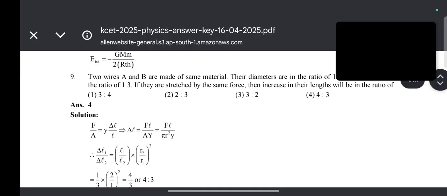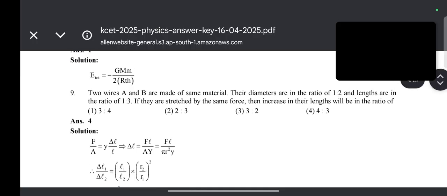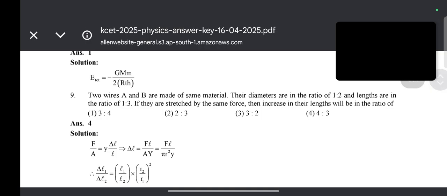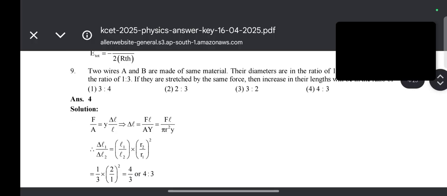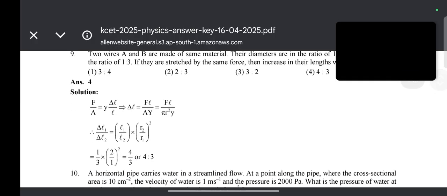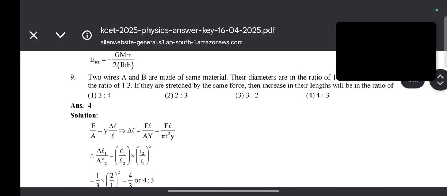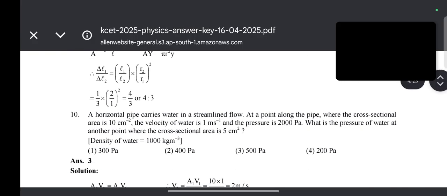Two wires A and B are made of the same material. Their diameters are in the ratio of 1 is to 2 and lengths are in the ratio of 1 is to 3. If they are stretched by the same force, then the increase in length will be in the ratio of 3 is to 4, 2 is to 3, 3 is to 2, 4 is to 3. So this is the formula. Using this formula, 1 by 3 into 2 by 1 whole square is equal to 4 by 3. So it is 4 is to 3, and the correct option is option D.